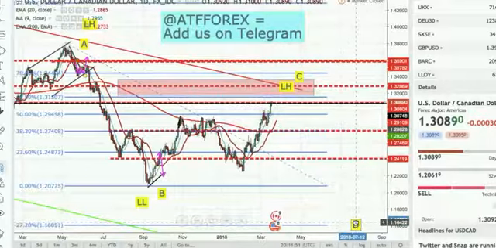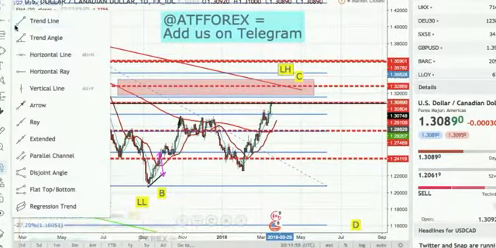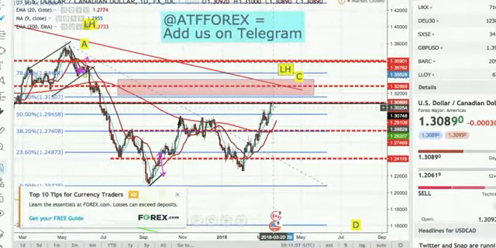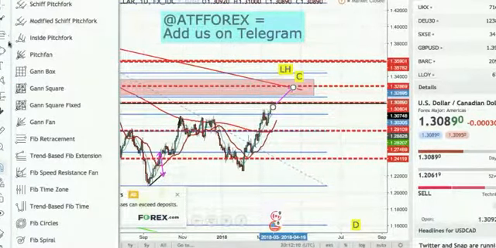So what we're going to be targeting for my bias on USD CAD is I'm favouring that price is going to head up. We're going to be looking at potentially 1.3286 around this level right here, and then we're looking to sell USD CAD. So it's up to you guys what you want to do for the start of the week.